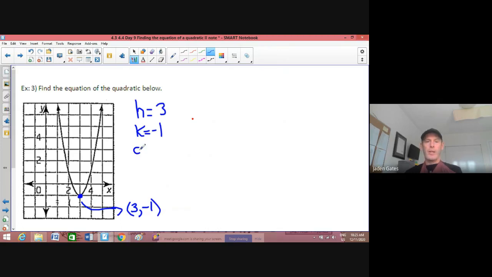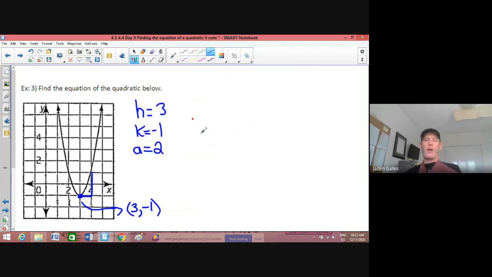But what are we missing? The A value. Now, here's the thing. Again, your first step, that 1, is multiplied by A. So your first step is your A value. And so if I go to the vertex and I go over 1 and then I go up 1, 2, right? I went up 2. That's the pattern here. My A value is 2.